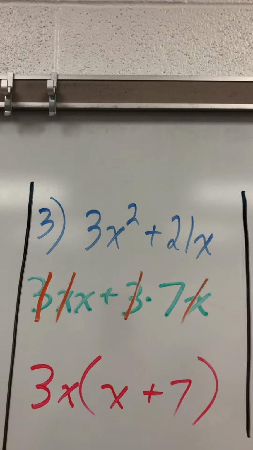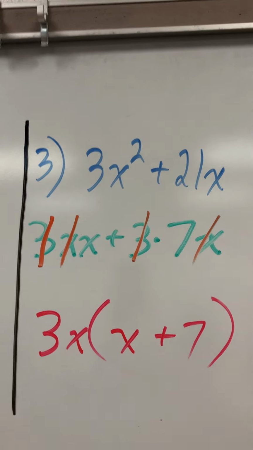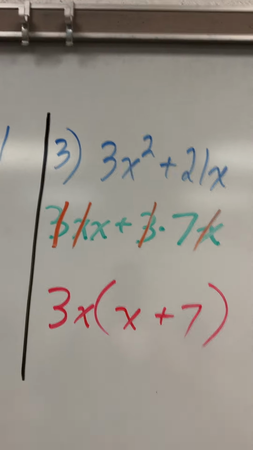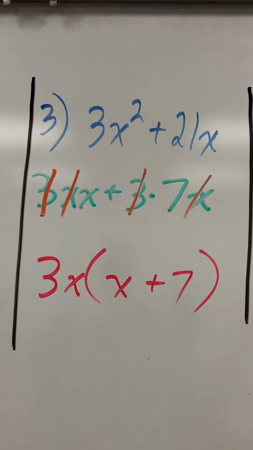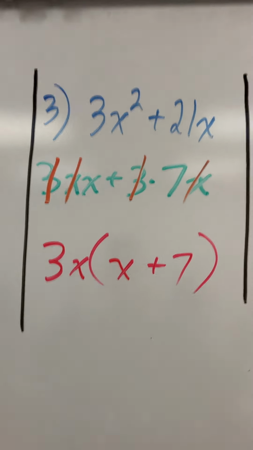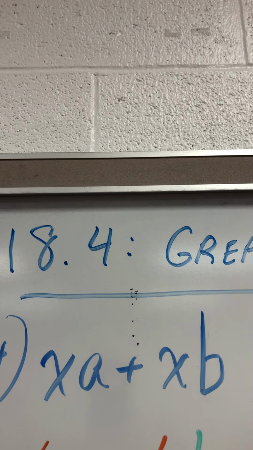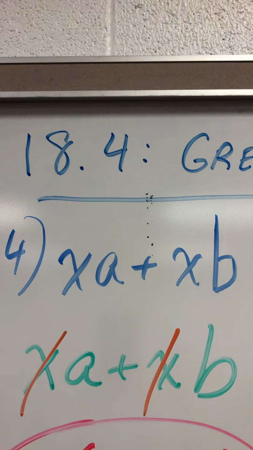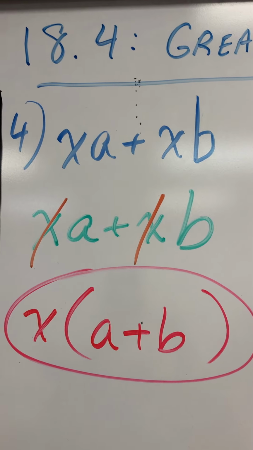3x squared plus 21x, that's 3 times x plus 3 times 7 times x. What's common? 3 and the x. What's left? X plus 7. There you go. XA plus XB. What's common? X, right? Cross it out. Write down X, and what's left? A plus B.